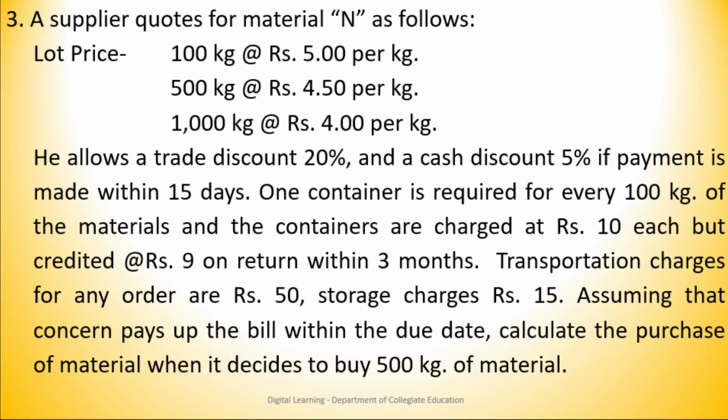The last problem: a supplier quotes for material N as follows. Lot price: 100 kg at rupees 5 per kg, 500 kgs at rupees 4.50 per kg, 1000 kg at rupees 4.4 per kg. He allows a trade discount of 20%, cash discount 5% if payment is made within 15 days. One container is required for every 100 kgs of the materials and the containers are charged at rupees 10 each but credited at rupees 9 on return within 3 months.